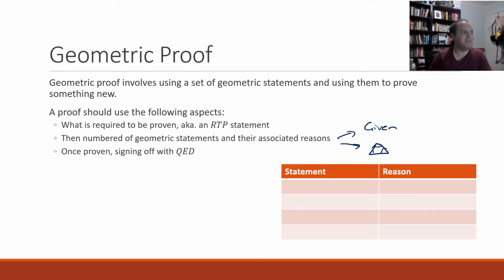And then once our RTP statement has been proven true, we sign off with QED. QED is Latin, Quod Erat Demonstrandum, and that is Latin for it has been demonstrated or it has been proven. So what we're saying with QED is we've done what we set out to do, we're ready for the next thing, if there is a next thing. You could think of it as a bit like a Latin mathematical mic drop to say, we've done what we set out to do, what's next?